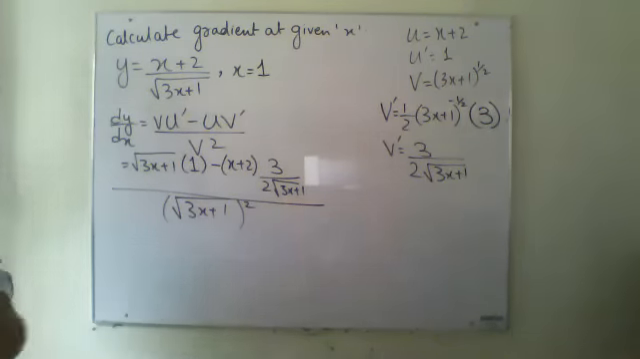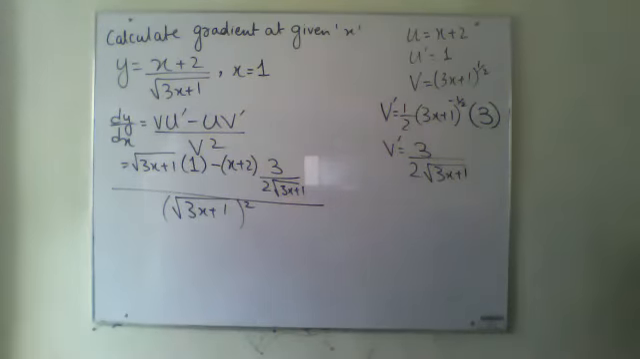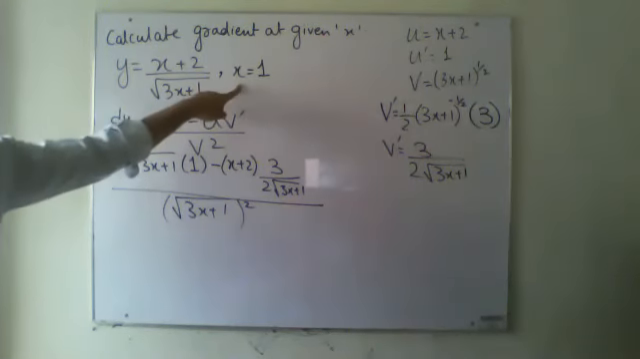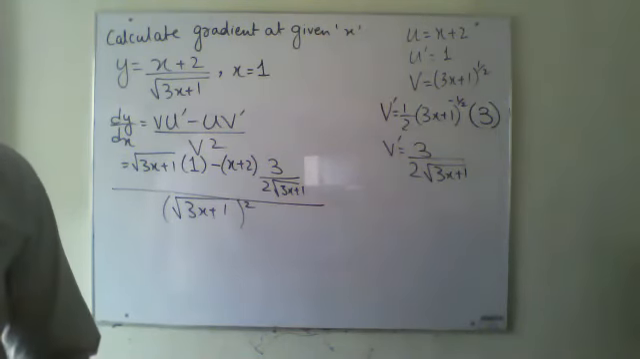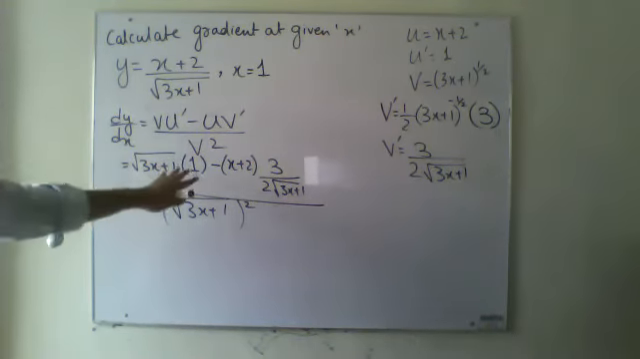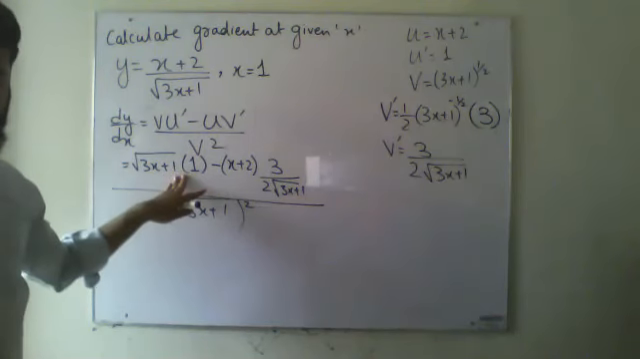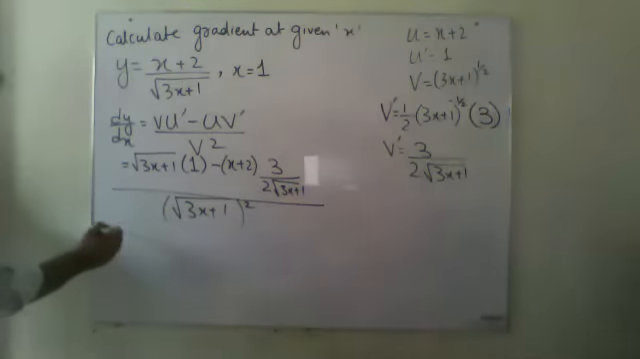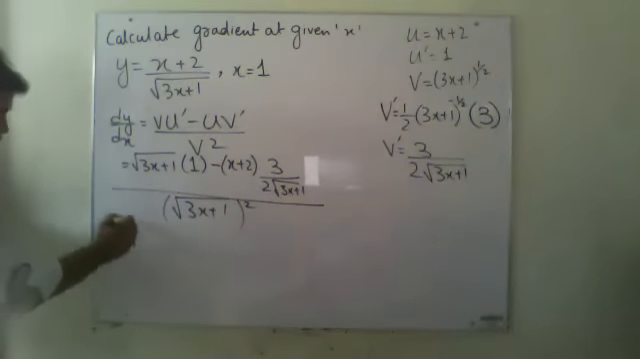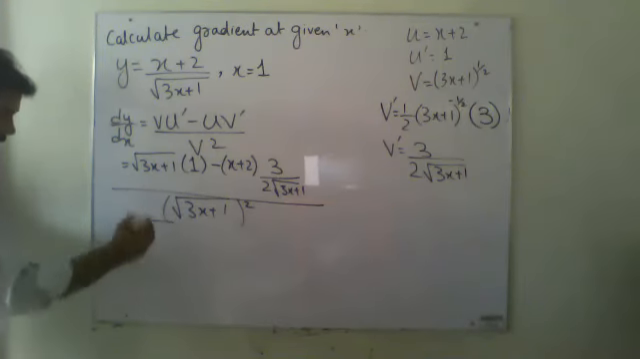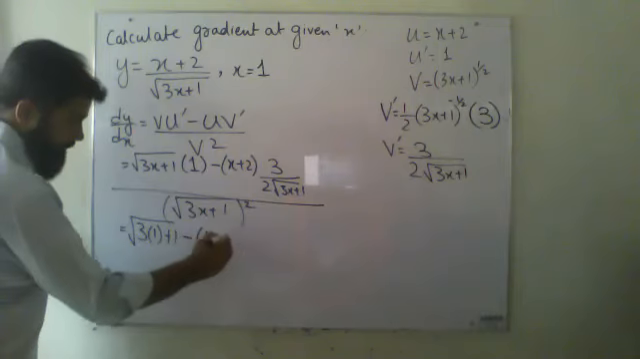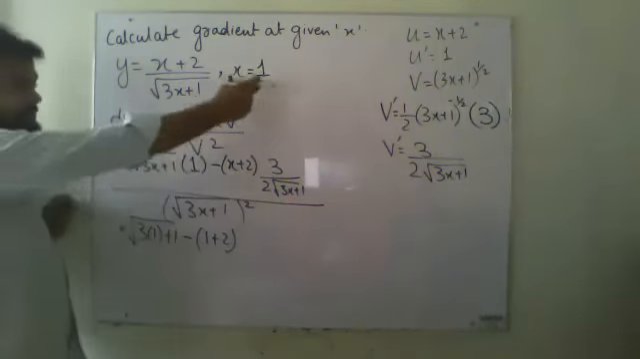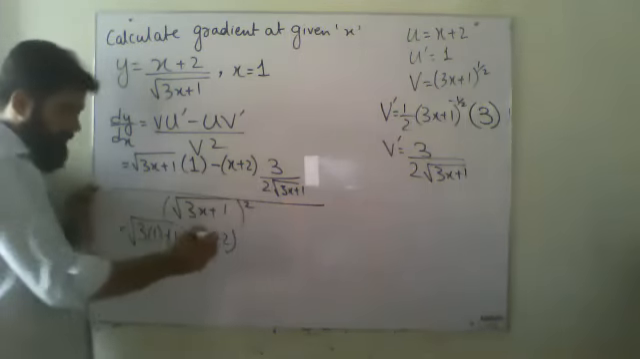Generally, I always tell you guys to simplify it after this, but as I have got the value of x, I'm not going for simplification, because in simplification it will get very tricky. So I am going to solve it directly over here. I am going to plot the values of x. Under root 3 multiplied by 1 plus 1, minus 1 plus 2. I'm just putting the value of x over here in all of them.